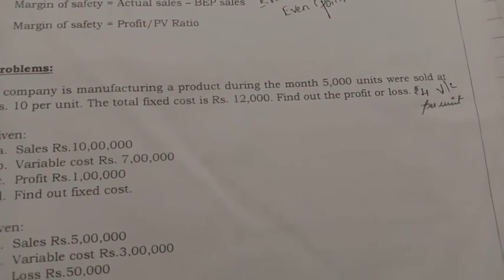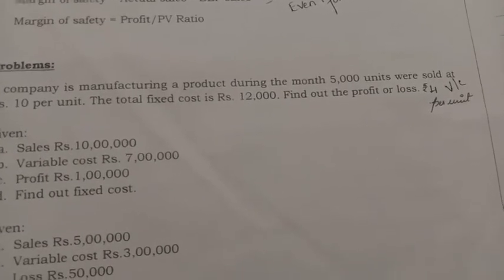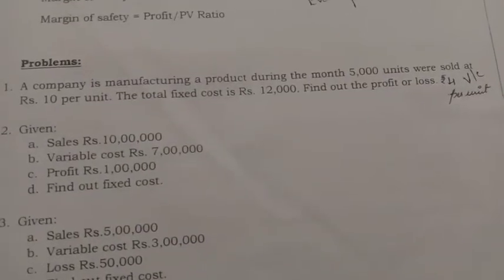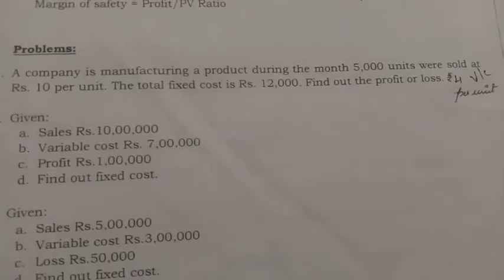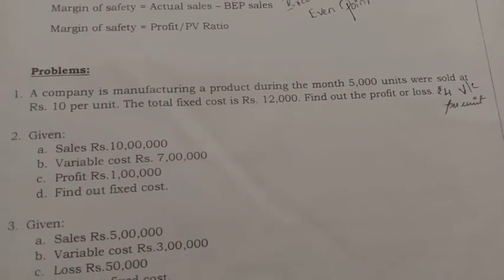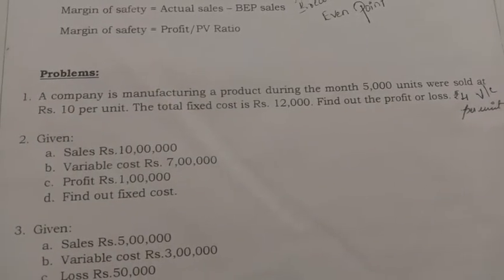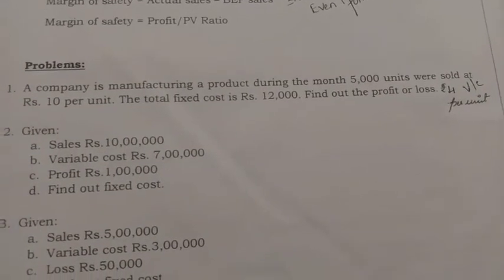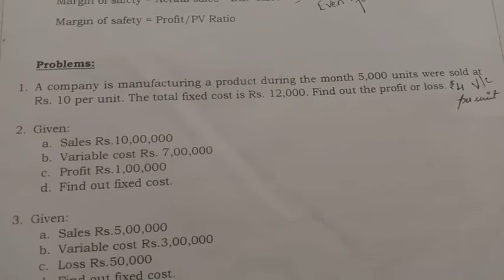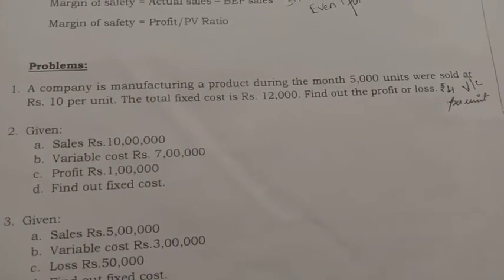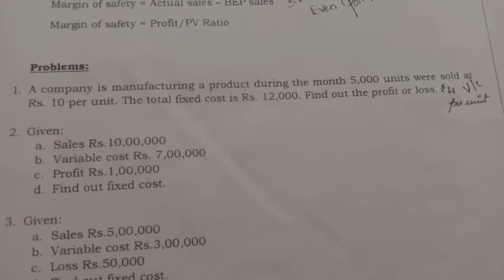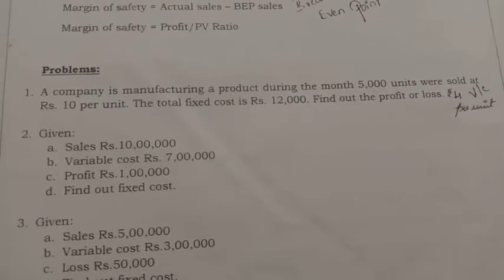Variable per unit rupees 4. Rupees 4 is the variable per unit. That typing is missed, so I have written it here. So which information is given? Sales is given, fixed cost is given, variable rate is given. That should be multiplied with 5,000. So 5,000 into 4, if you multiply, you will get the variable amount.